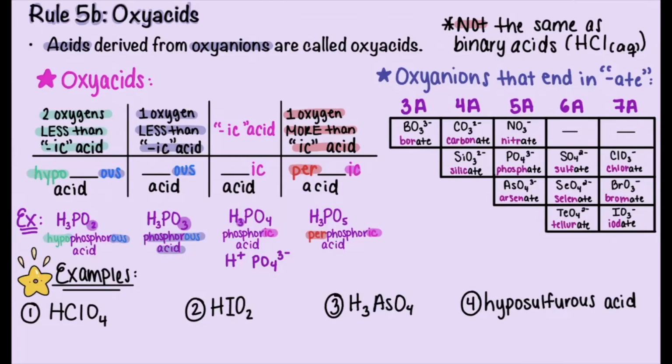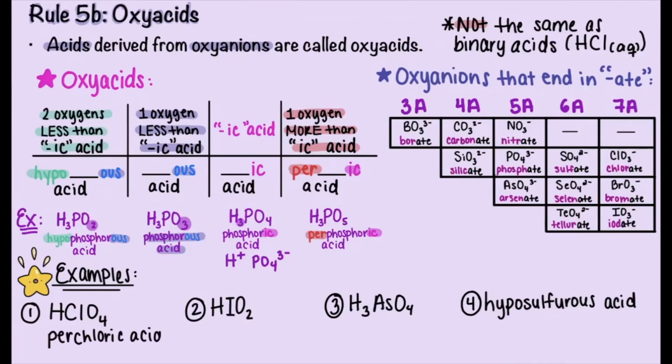Let's try some other examples. Let's say you have HClO4. Well, we recognize that ClO4 negative, right, that's perchlorate because you're adding one more oxygen from your original ate. But because it's the acid form, you're going to drop the ending so it becomes ic acid. So putting it together, we get perchloric acid.